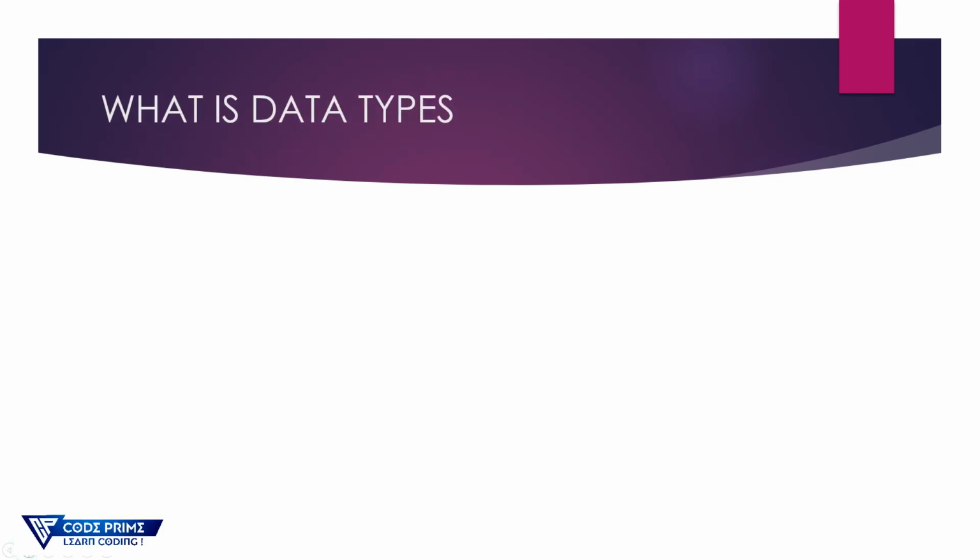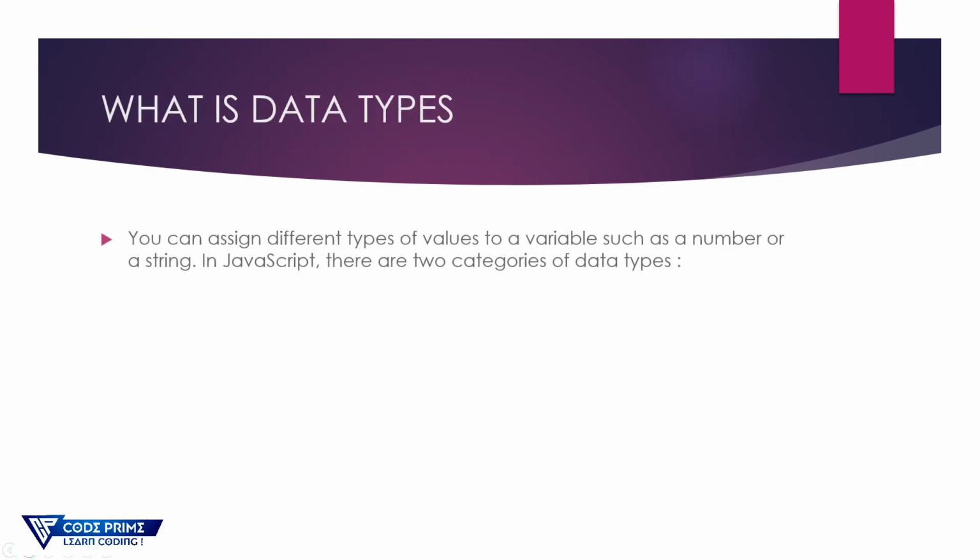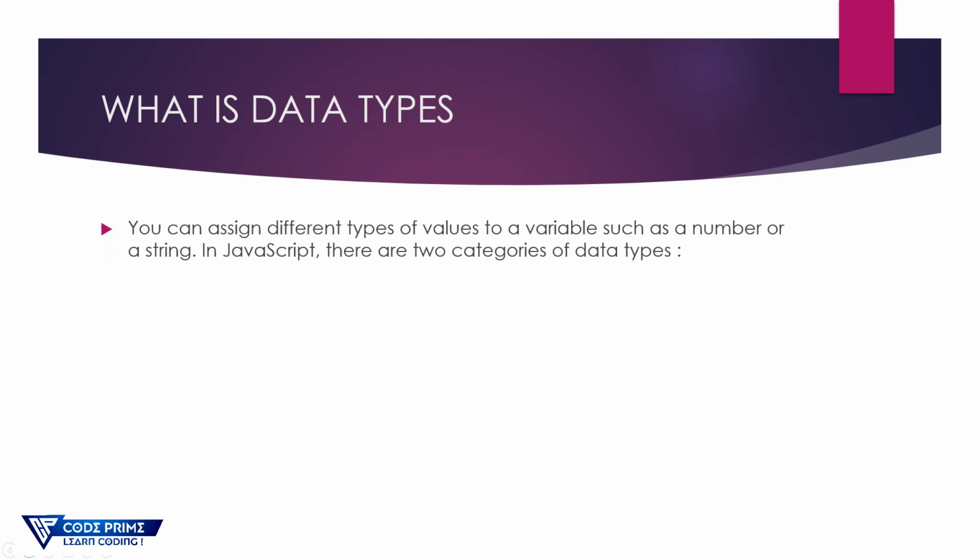Hello everyone, today we are going to learn about the data types of JavaScript. So what is basically a data type? A data type lets you assign a different type of value to a variable, such as a number or a string. In JavaScript there are basically two categories of data type.